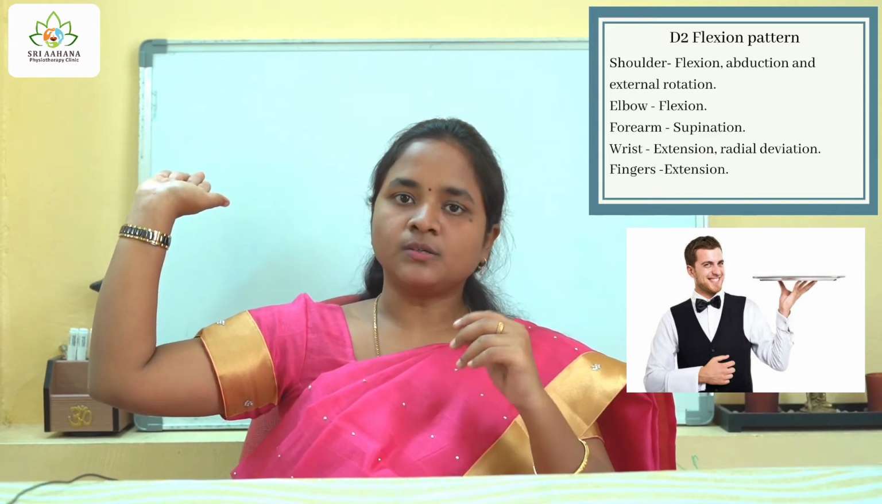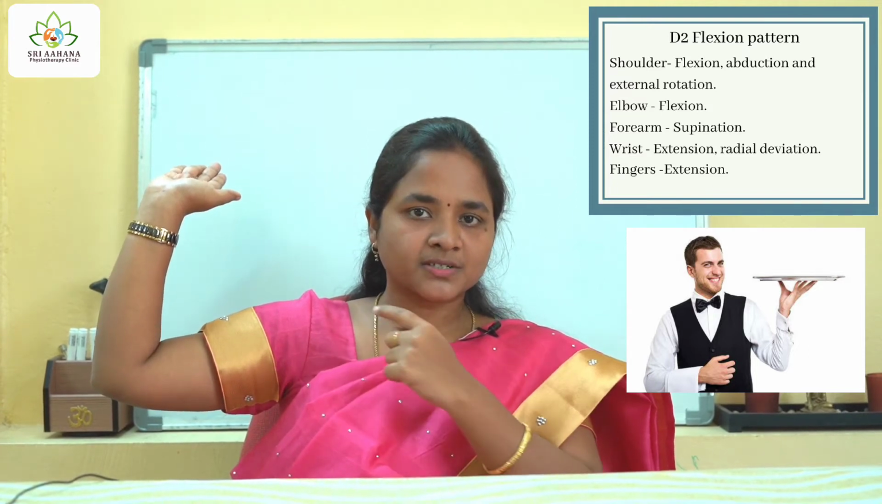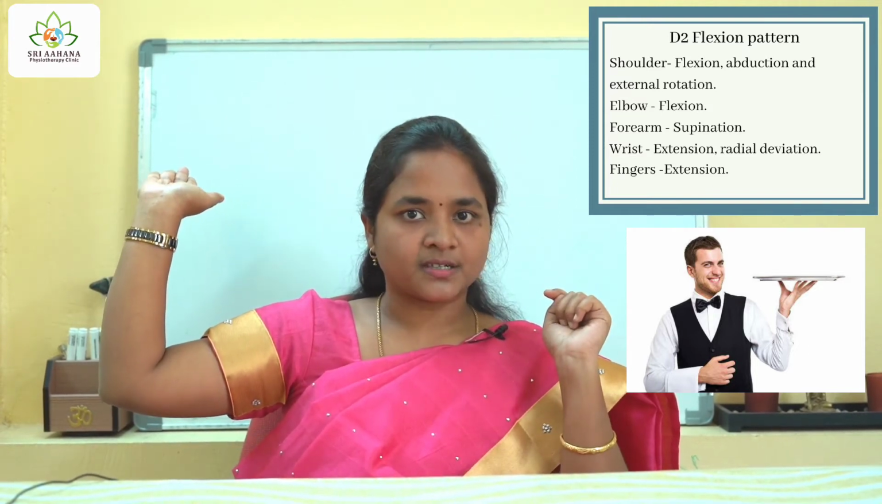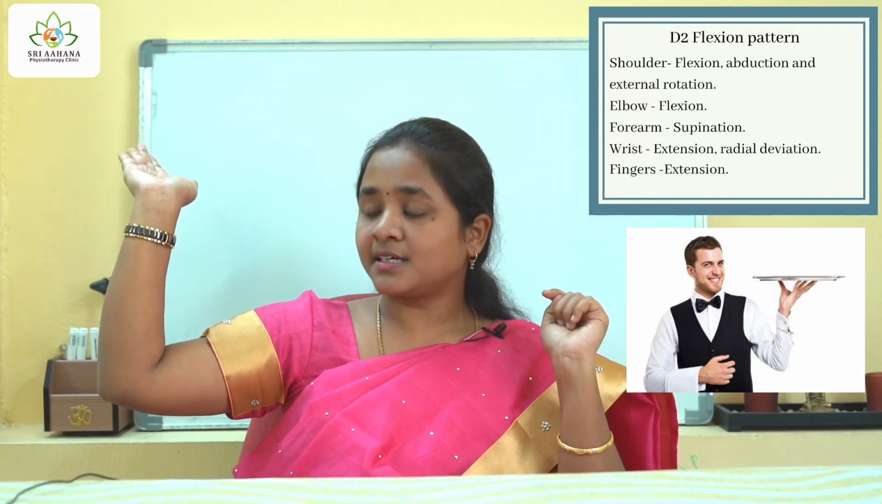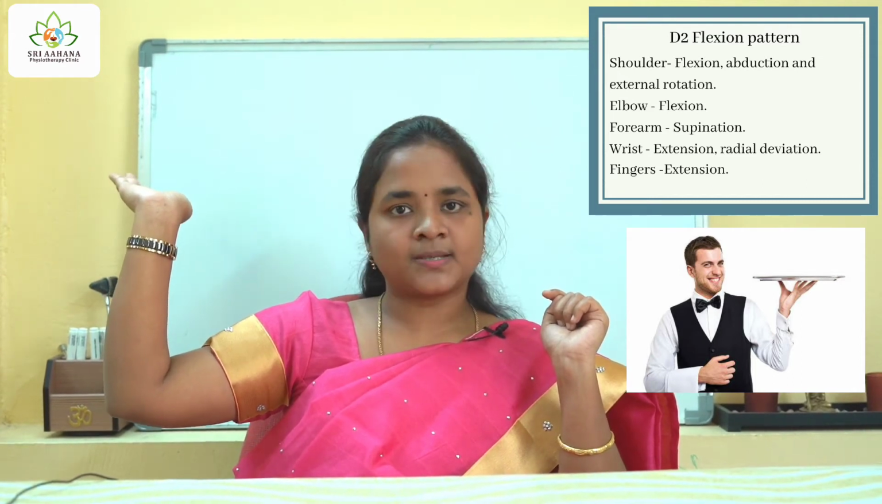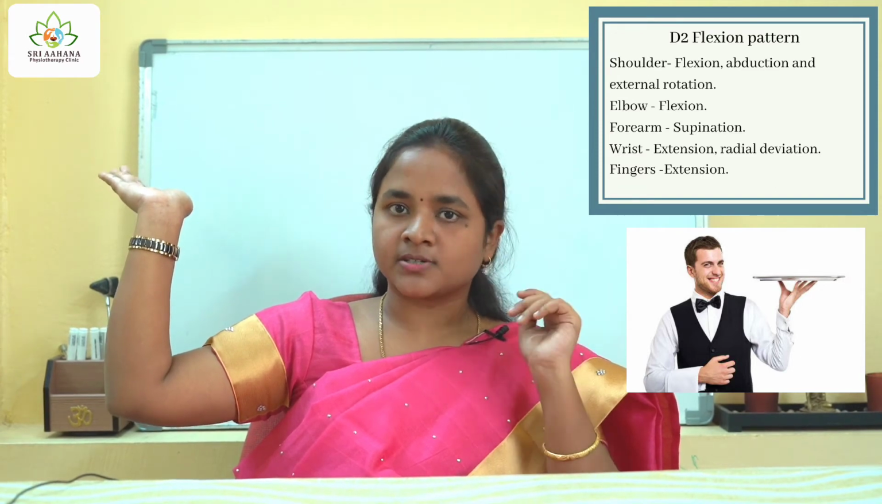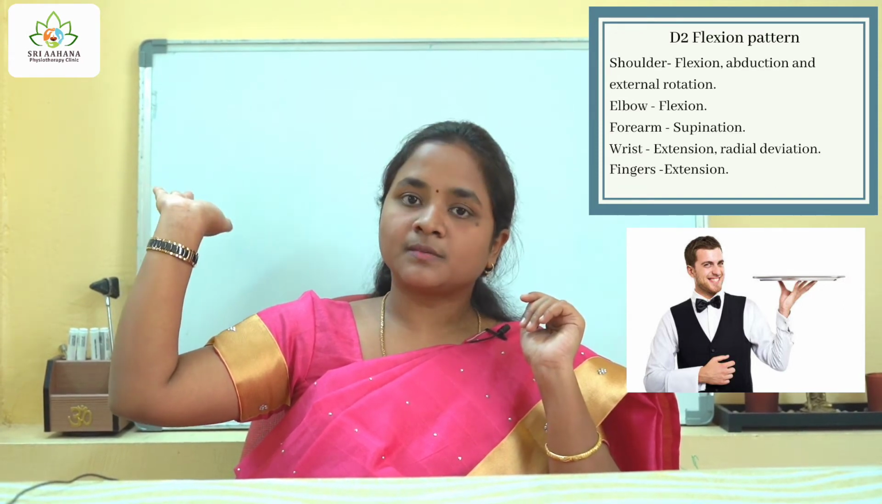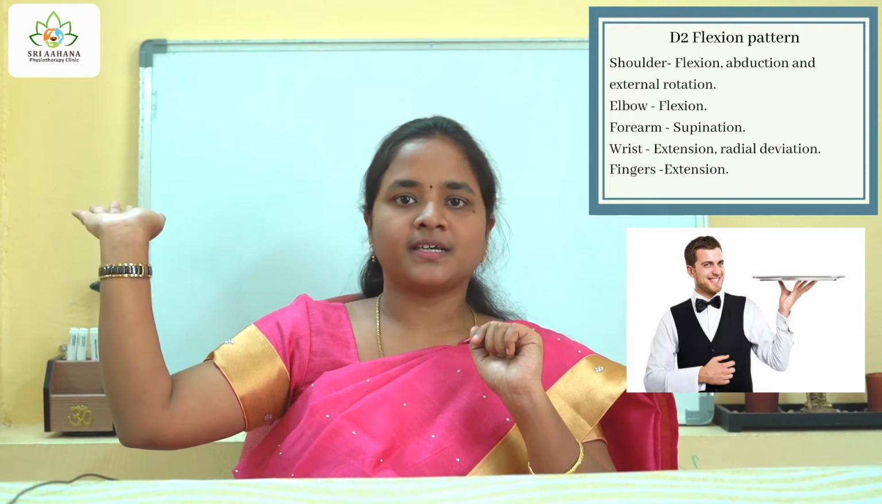Okay. So now talking about the pattern, at the shoulder joint it will be flexion, abduction and external rotation. Okay. And at the elbow joint it will be flexion, and again at the forearm it is going to be supination, and at the wrist level it is going to be extension. To carry a plate it will remain in extension, right? And then it will be radial deviation. To hold something it will be radial deviation, and fingers will remain in extension. So this is the D2 flexion pattern.